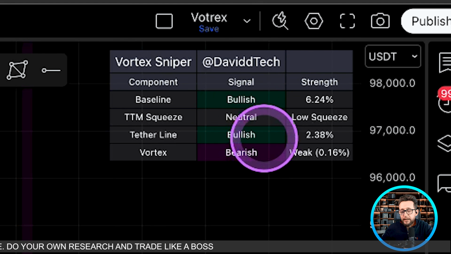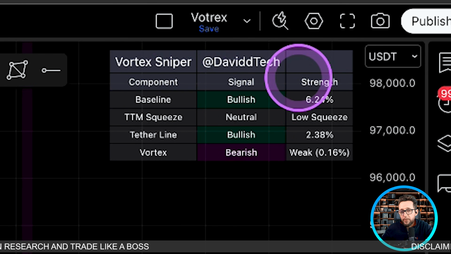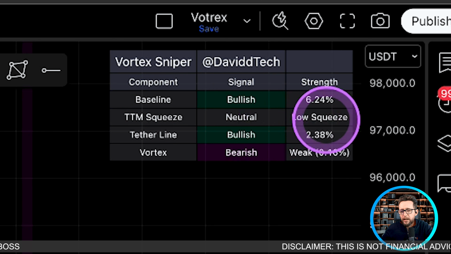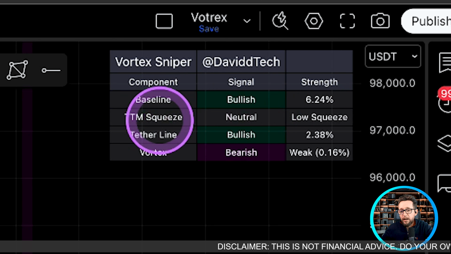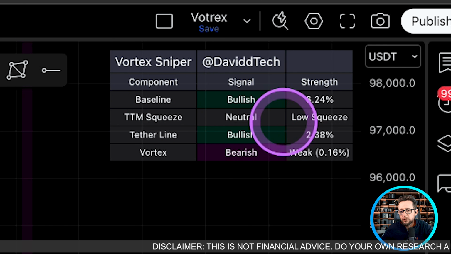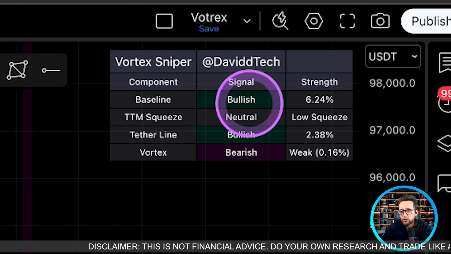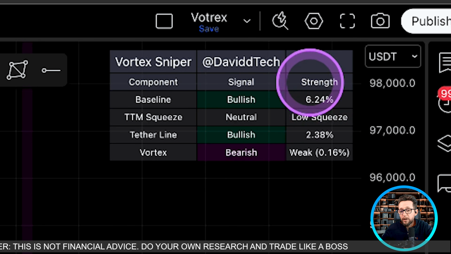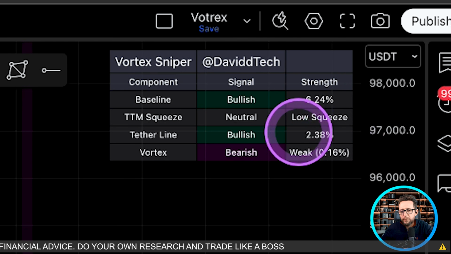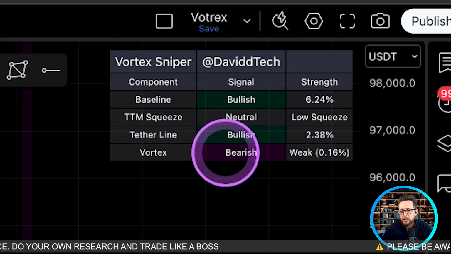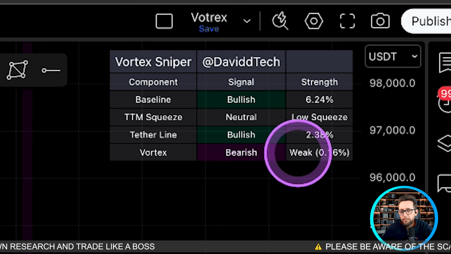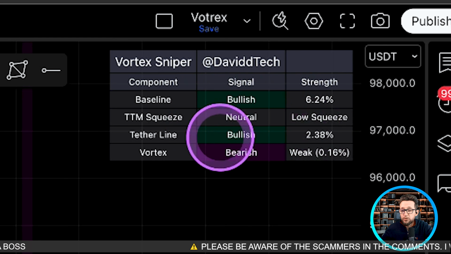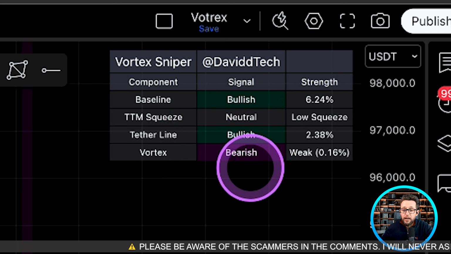I've also added this table up here, the Vortex Sniper table, which will give you information about all of the indicators, their strength, and all of that great stuff up at the top. We have our squeeze indicator here, which tells you whether it's neutral and tells you that it's a bit of a low squeeze. Our baseline is bullish, and our baseline is giving us 6.24% strength, which is great at the moment, obviously. Our Tether line also tells us we're going to be bullish, and our Vortex is actually bearish, but a weak bearish signal.